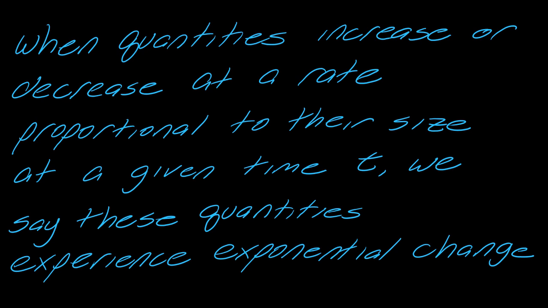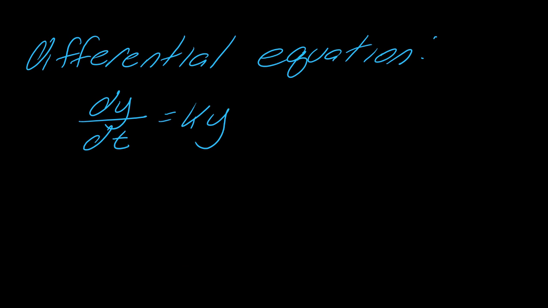So really the idea here is that in general, when quantities increase or decrease at a rate proportional to their size at a given time t, we say these quantities experience exponential change. And so this is how you would model that kind of scenario as a differential equation. This is talking about the rate of how some quantity changes over time, and this is expressing how that's proportional.